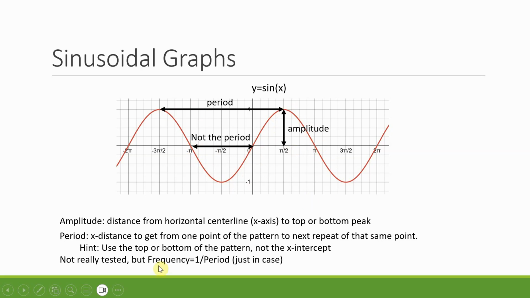The last thing I wanted to put on here is something that I haven't ever really seen them test, but since the graph does change and I haven't seen every single test ever, if they do test frequency, it's just 1 over the period. So you just get the period and do a fraction of 1 over whatever that was.